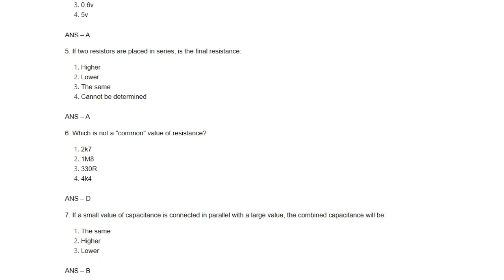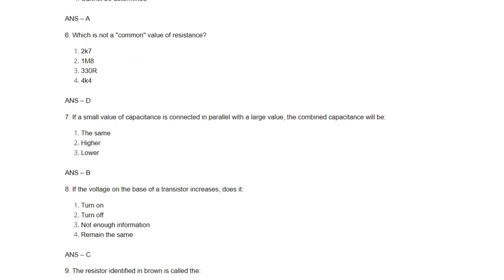First is higher, it is the final resistance, which is not a common value of resistance. 2K4 is not a common value of resistance. The first three are the common values of resistor. If a small value of capacitance is connected in parallel with a large value, the combined capacitance will be higher.